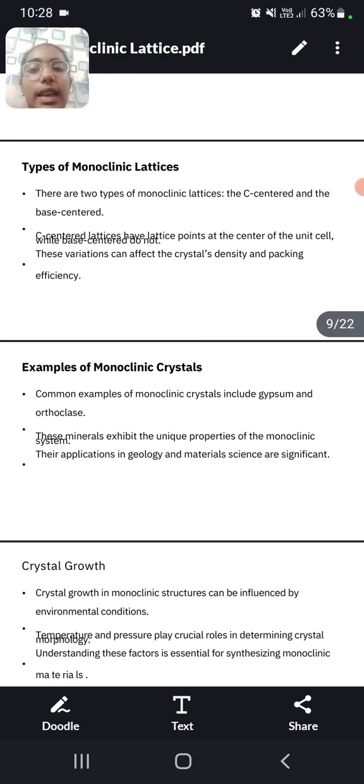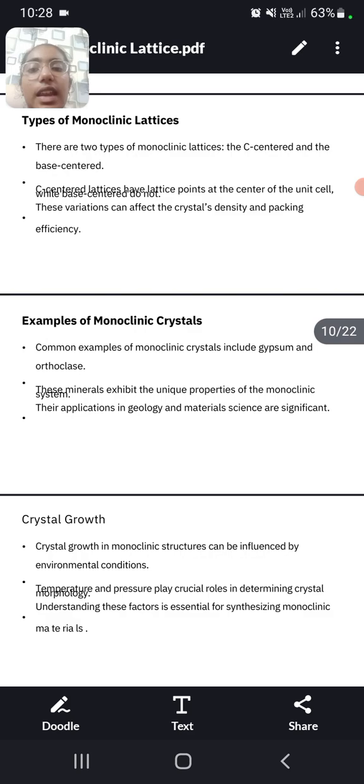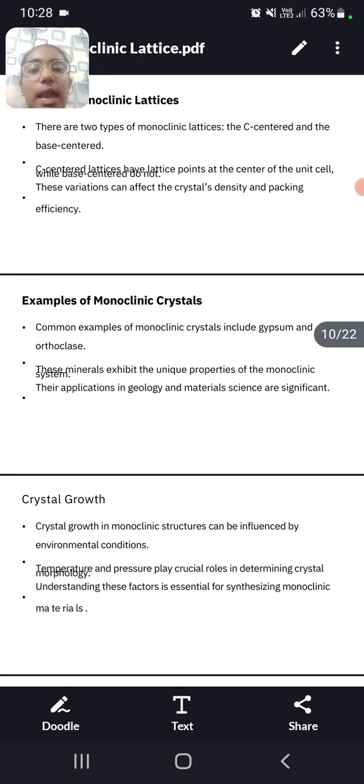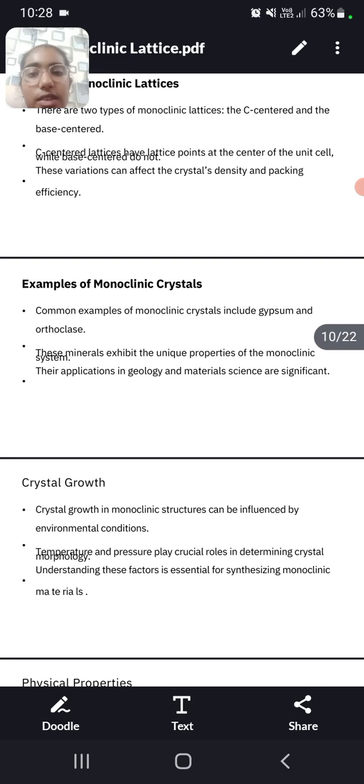Types of monoclinic lattices. There are 2 types of monoclinic lattices, the C-centered and the base-centered. C-centered lattices have lattice points at the center of the unit cell, while base-centered do not. These variations can affect the density and packing efficiency.